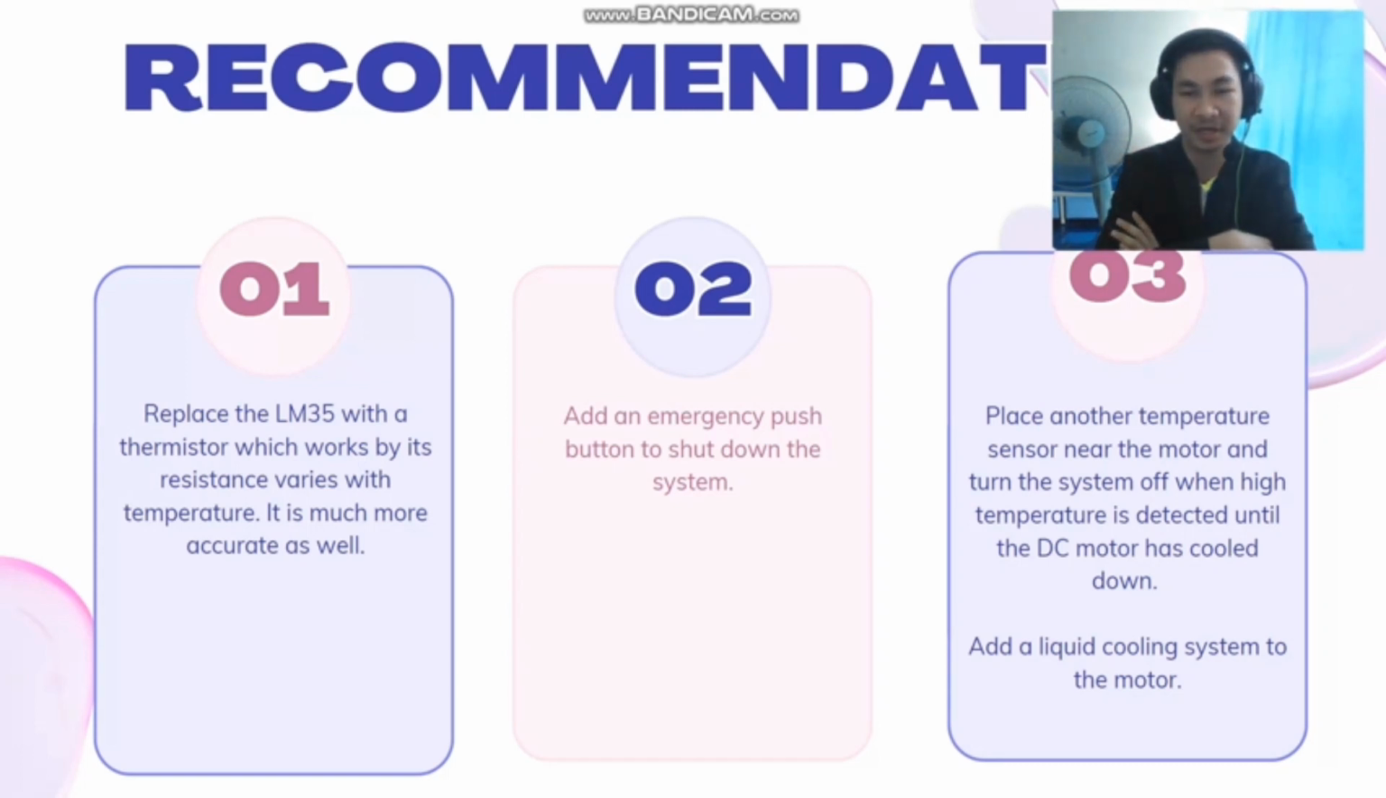And the third recommendation: another flaw is that when our system detects high temperature for a long period of time, the motor will run at high speed for a very long period of time, which heats up the motor as well. So our recommendation is that we place another temperature sensor near the motor and turn the system off when high temperature is detected until the DC motor has cooled down. Another recommendation for this flaw is that we add a liquid cooling system to the motor. Now there are actually two other recommendations, but those will be explained further in the report.